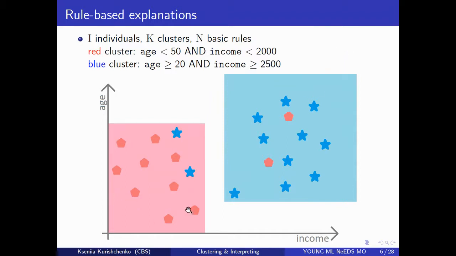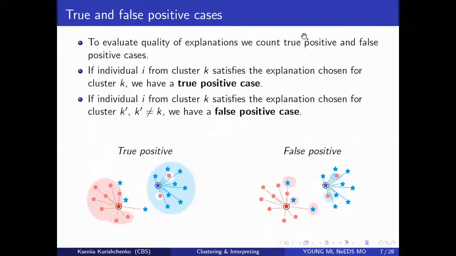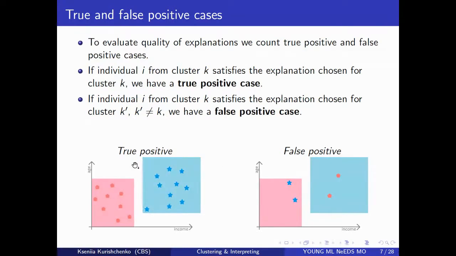If you ask me how we choose this explanation, I will tell you that we are using the true positives and false positives concept. Namely, if individual I from cluster K, so a red individual from the red cluster, is explained by the red explanation, so belongs to the red prototype, then we call it a true positive case. But if an individual belongs to the blue cluster but is explained by the red explanation, then we call it a false positive case. And the same can be true for rule-based explanations. And the main goal is to maximize true positives and minimize false positives.